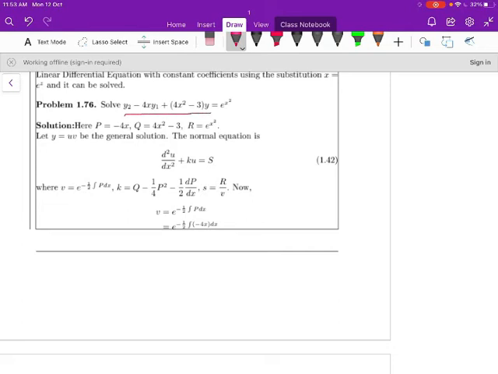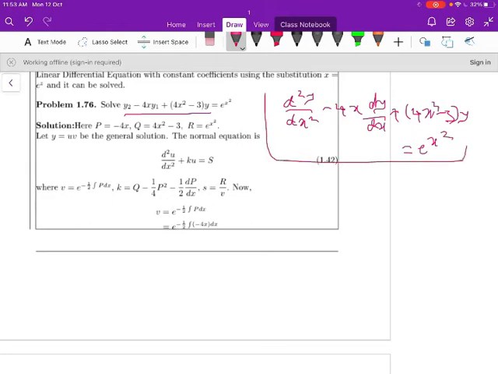Solve y2 minus 4x y1 plus (4x² minus 3) y is equal to e^(x²). Here y2 is nothing but d²y/dx², so the equation is d²y/dx² minus 4x dy/dx plus (4x² minus 3) y equals e^(x²). It is a second order linear differential equation with variable coefficients.